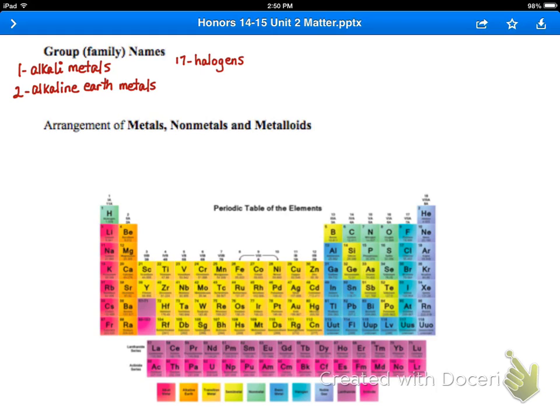Group 17, second to the last group, this aqua blue color here, halogens: fluorine, chlorine, bromine, and iodine. Those are the halogens. And group 18, which is the final group, noble gases: helium, neon, argon, krypton, xenon, radon. They are all gases, and they don't react with anything, so that's why they called them noble gases.